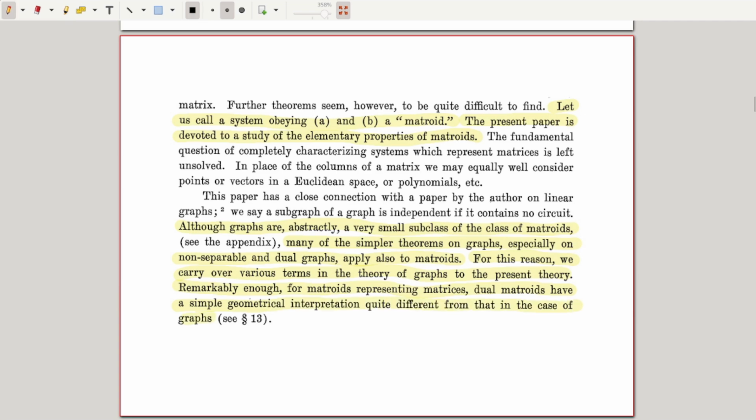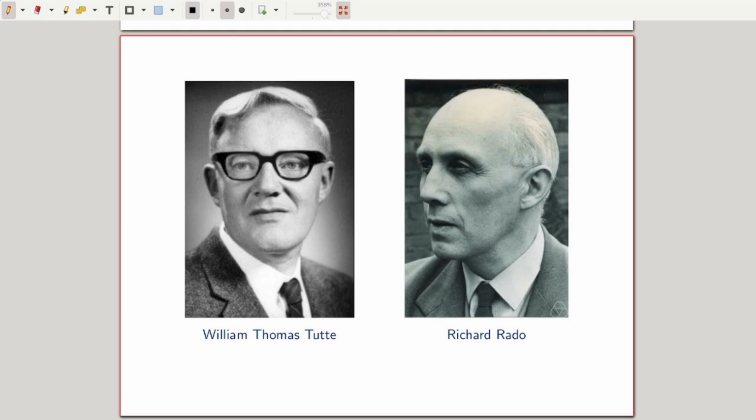of graphs. As matroid theory developed, many mathematicians, some of the most influential being William Tutte and Richard Rado, both very famous figures, contributed significantly to its expansion, linking matroids to graph theory, lattice theory, and combinatorics.